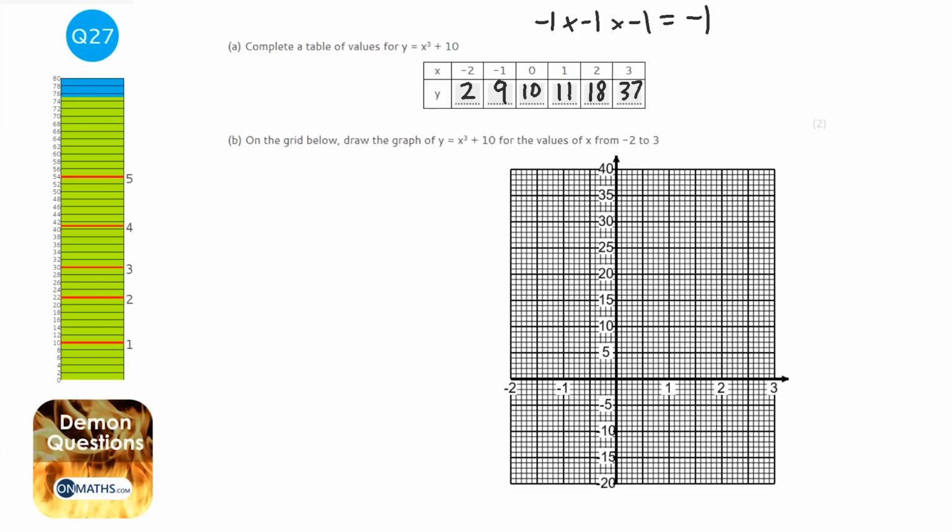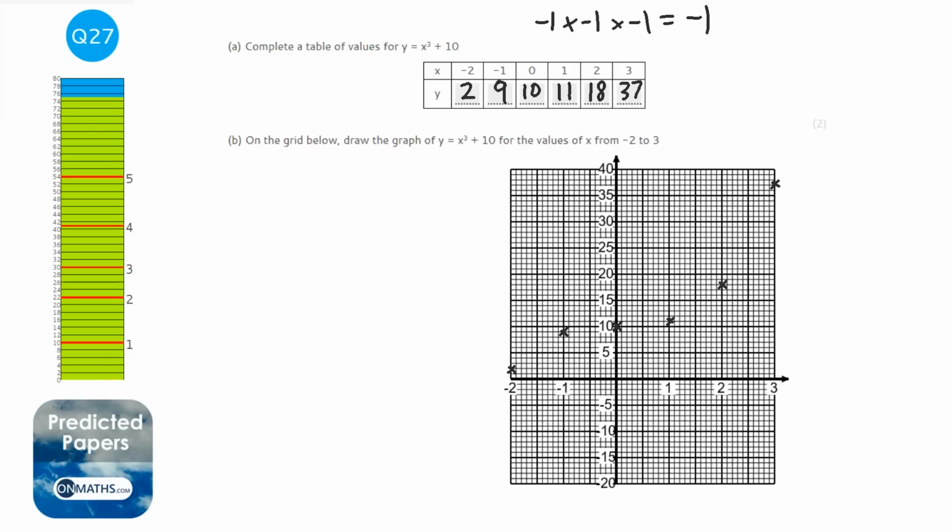So when we plot this on the graph, minus 2 is going to be at 2, minus 1 is at 9, 0 is 10, 1 is 11, 2 is 18, and 3 is 37. Okay, and you want to try and join these up with a curve.